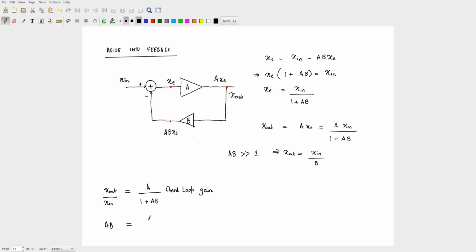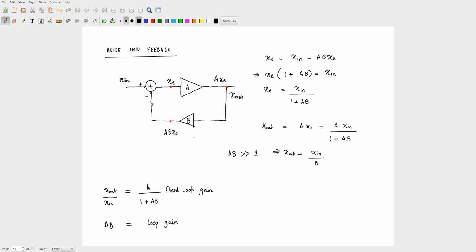So this always confuses people. Because if you go in this loop, okay, you break the loop, right? You, for example, just open the loop here. You have taken XE here. You have gone through A. You have gone through B. What do you get? AB. So the output of just these two blocks is nothing but A times B. So that is your loop gain. Okay. Let's connect it back there.